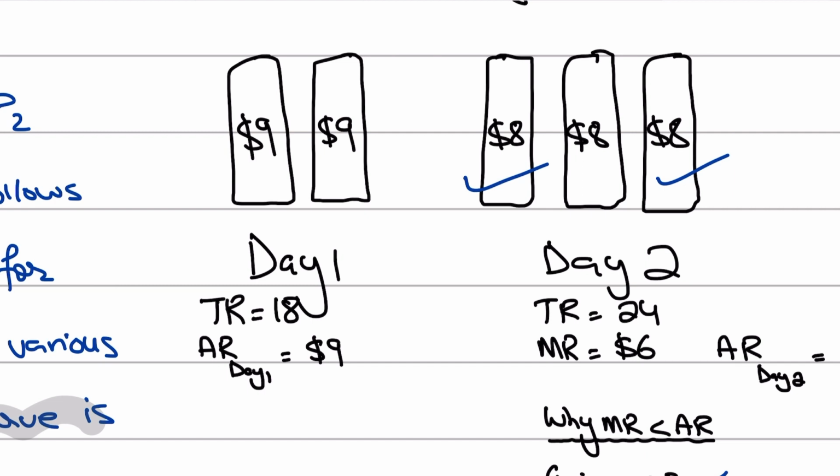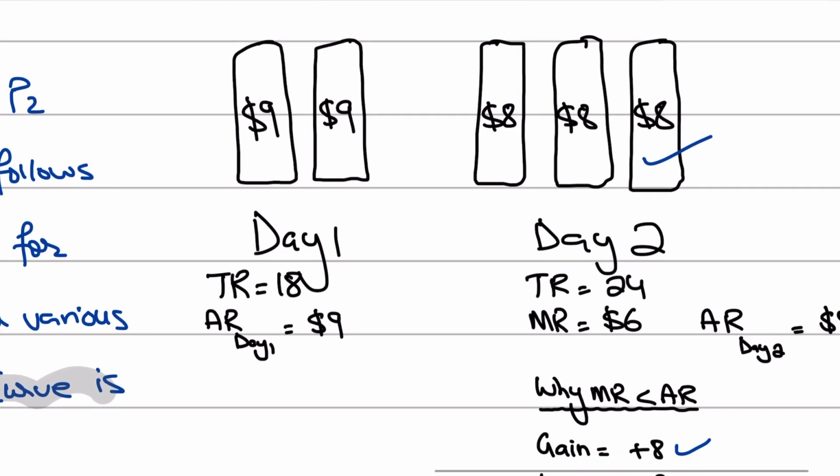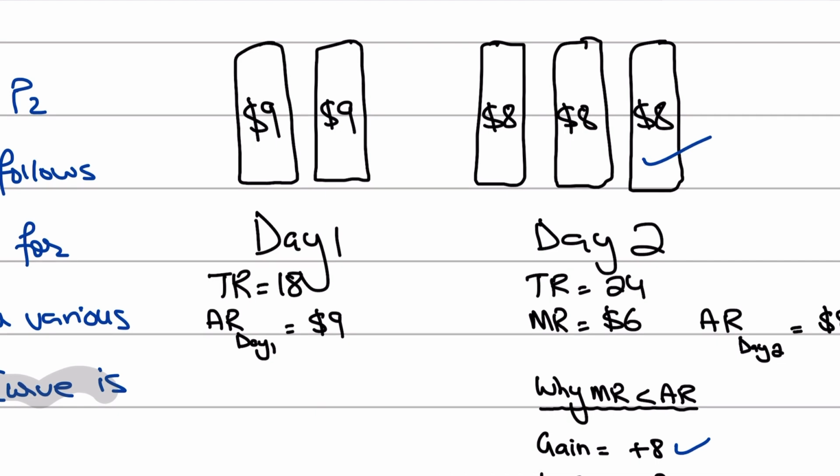but on day one, the same chocolate was sold for $9, right? So you're losing $1 as revenue here. Similarly, the second chocolate was also sold for $8, and the second chocolate on day one was sold for $9, right? So you're losing another dollar on selling your second chocolate. However, with the third chocolate, you're gaining $8 by selling it for $8, right?